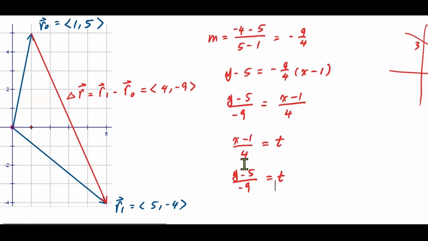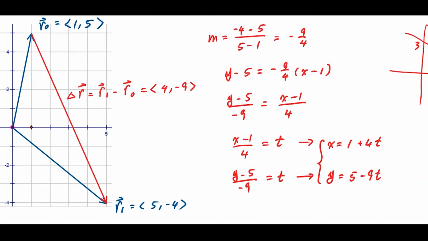So these two are equal. However, this tells you that x is equal to 1 plus 4t, and this tells you y is equal to 5 minus 9t. And these are your parametric equations.